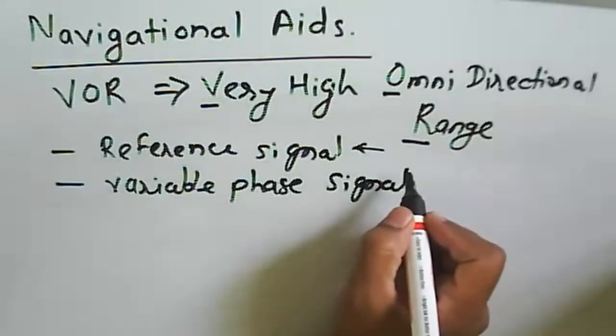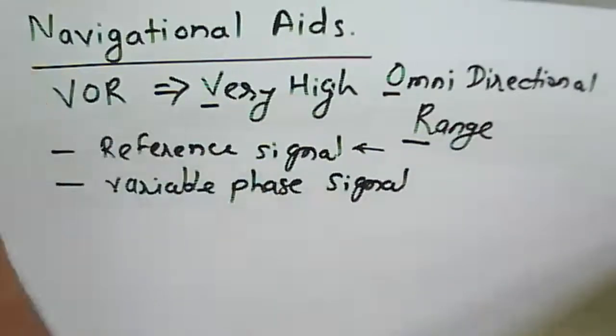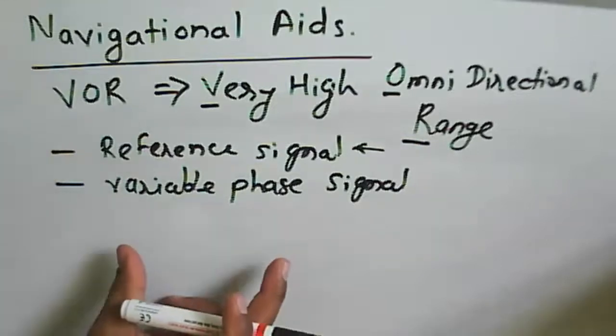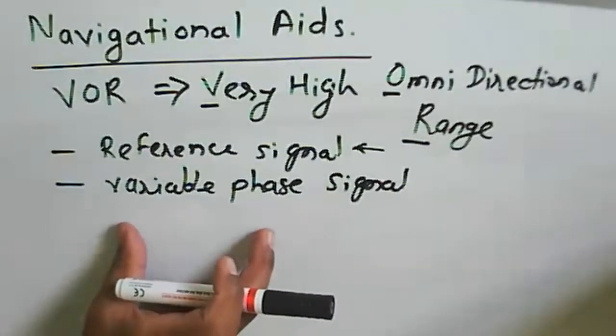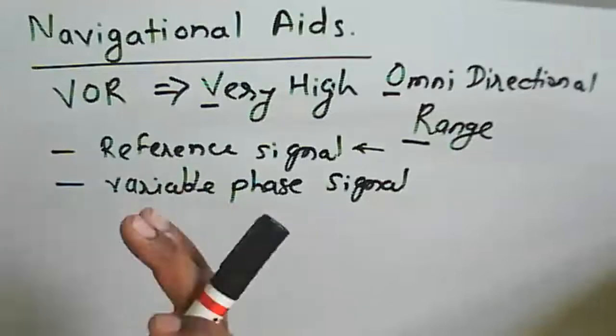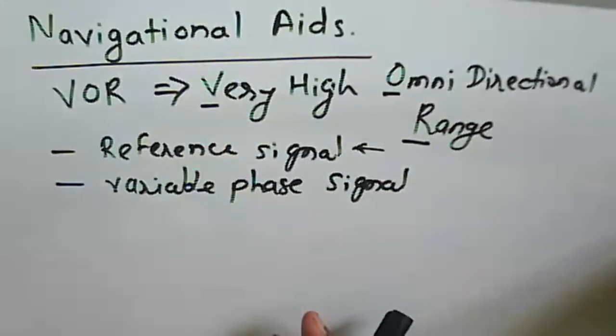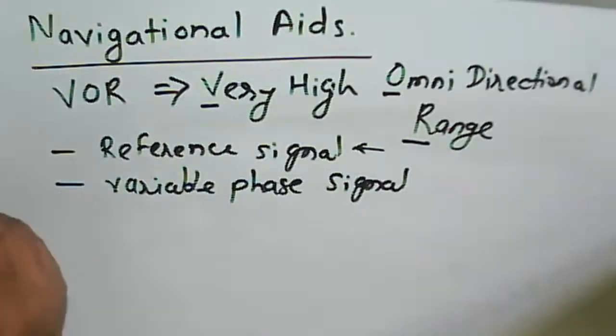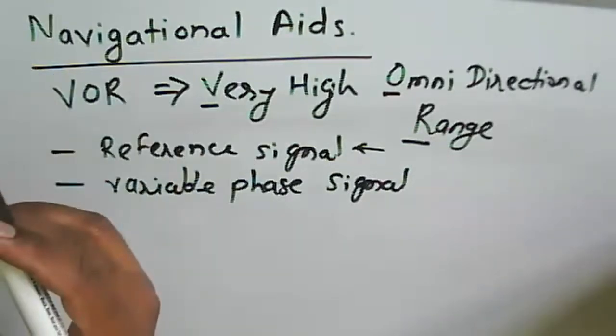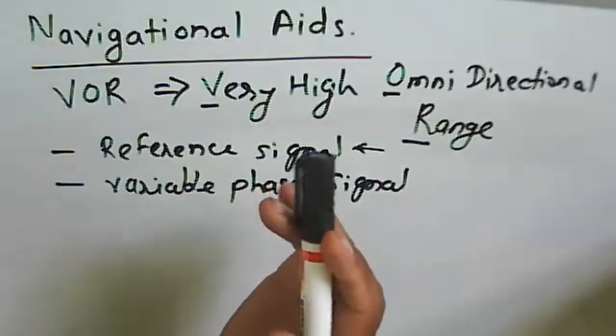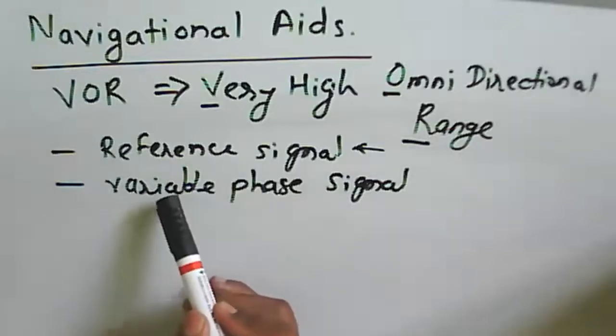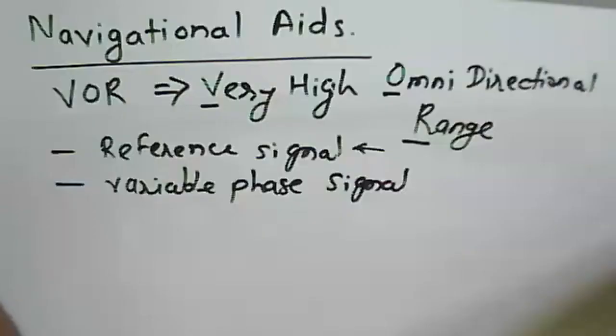Then these are the two signals. So what will be the phase difference between the reference signal and this variable signal? That will provide you the position of the aircraft. What will be the phase variation with respect to this one? According to that, we can find out the position of the signal.